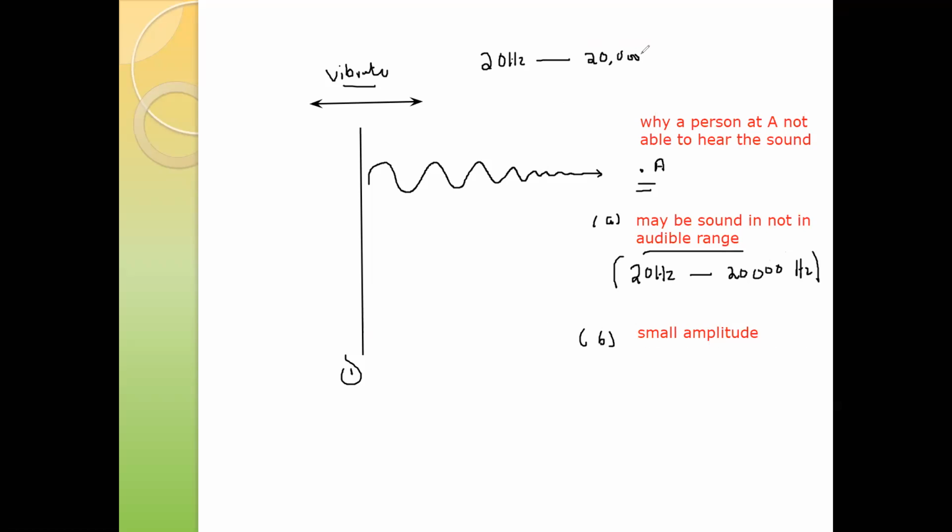This is the audible frequency range. If sound is more than that, we are not able to record. If a sound is less than that, we are not able to record either. Sound cannot travel through vacuum, so we are considering there is a medium present between the source and the observer, but still an observer is not able to detect a sound.